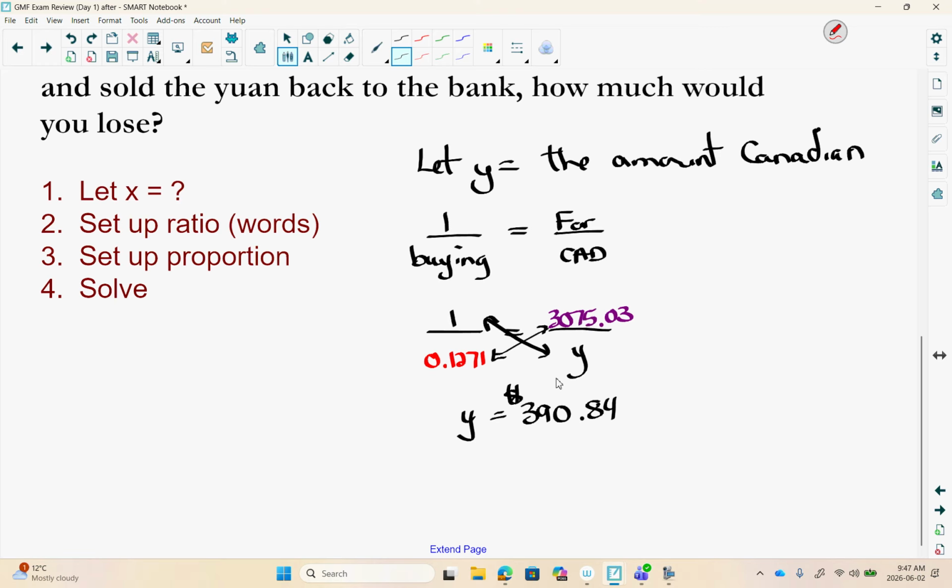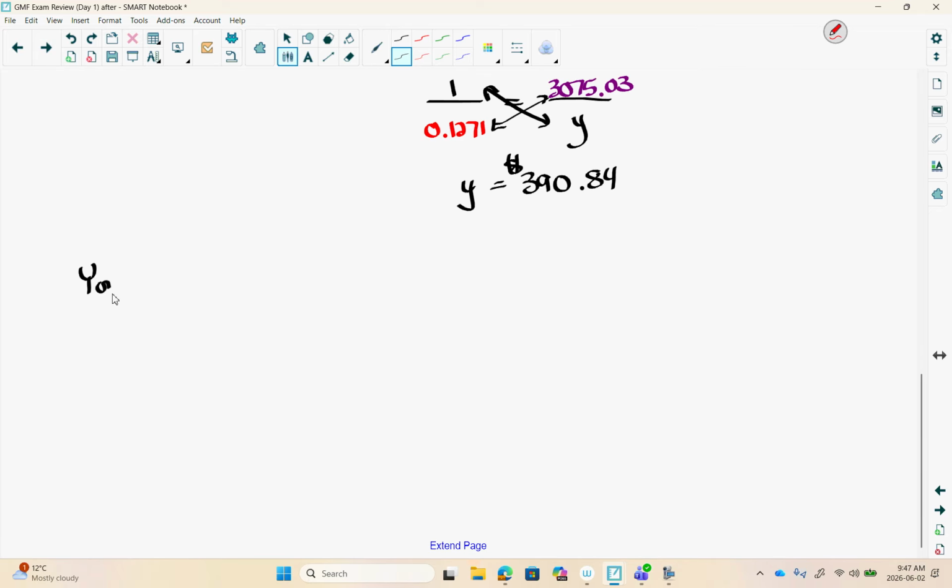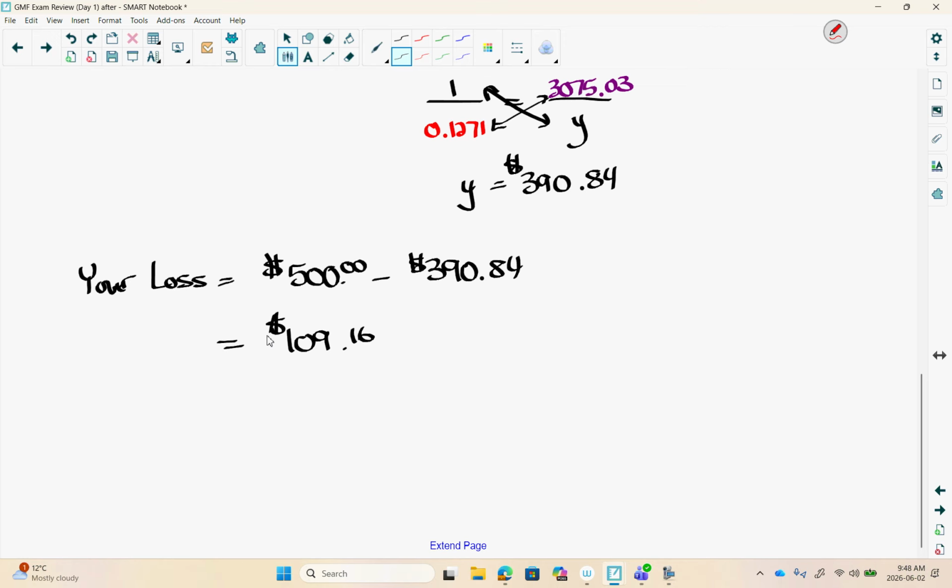In order to figure out how much I lose, I need to think about how many Canadian dollars I started with at the beginning of the day and subtract what I currently have. How many Canadian dollars did I have? 500. So to figure out the loss, I'll call it your loss. It's going to equal 500 Canadian dollars minus $390.84. And that leaves me with 109.16. I lost $109.16 just because I canceled my trip.